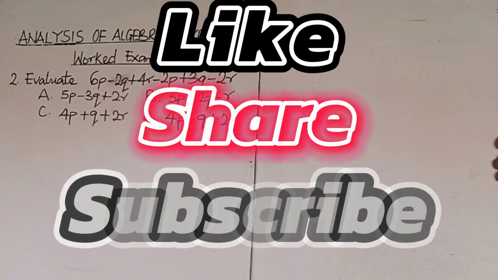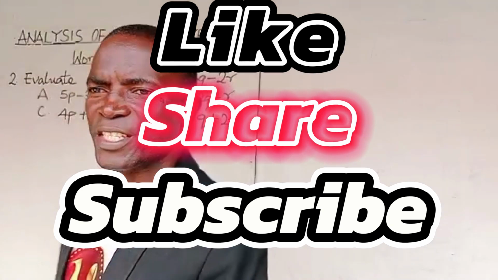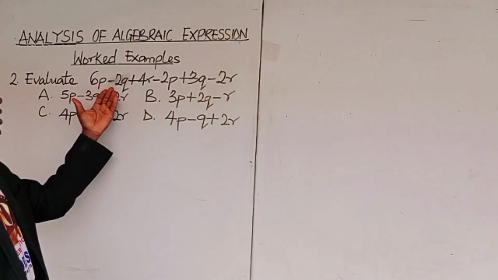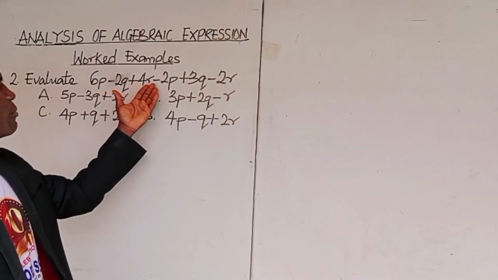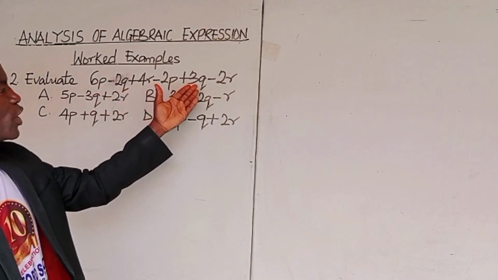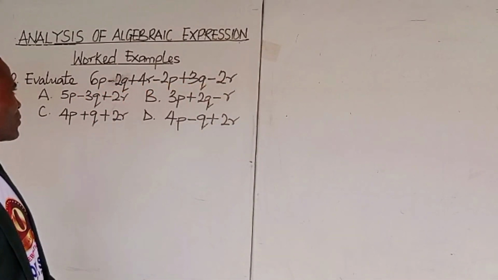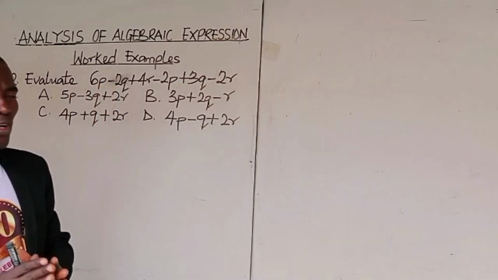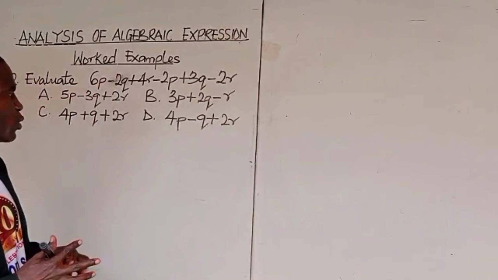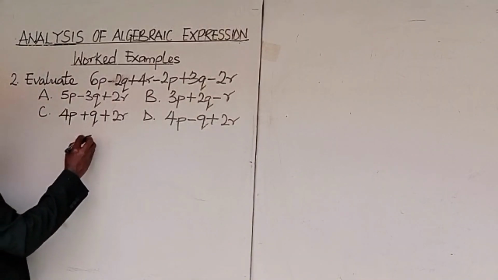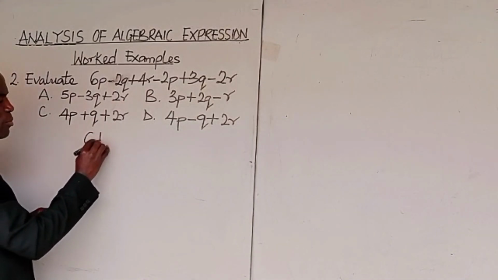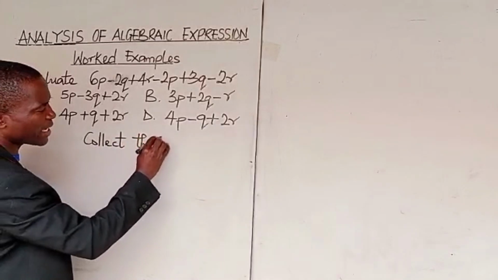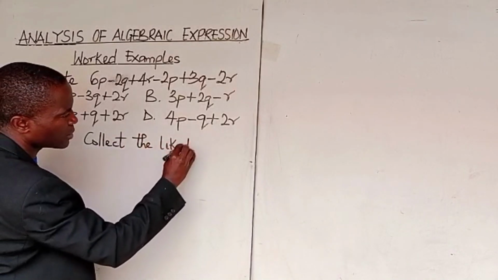This is example 2. The question says evaluate 6p minus 2q plus 4r minus 2p plus 3q minus 2r. You are asked to evaluate this. So what we are going to do first and foremost is to collect the like terms. Always remember to collect the like terms.